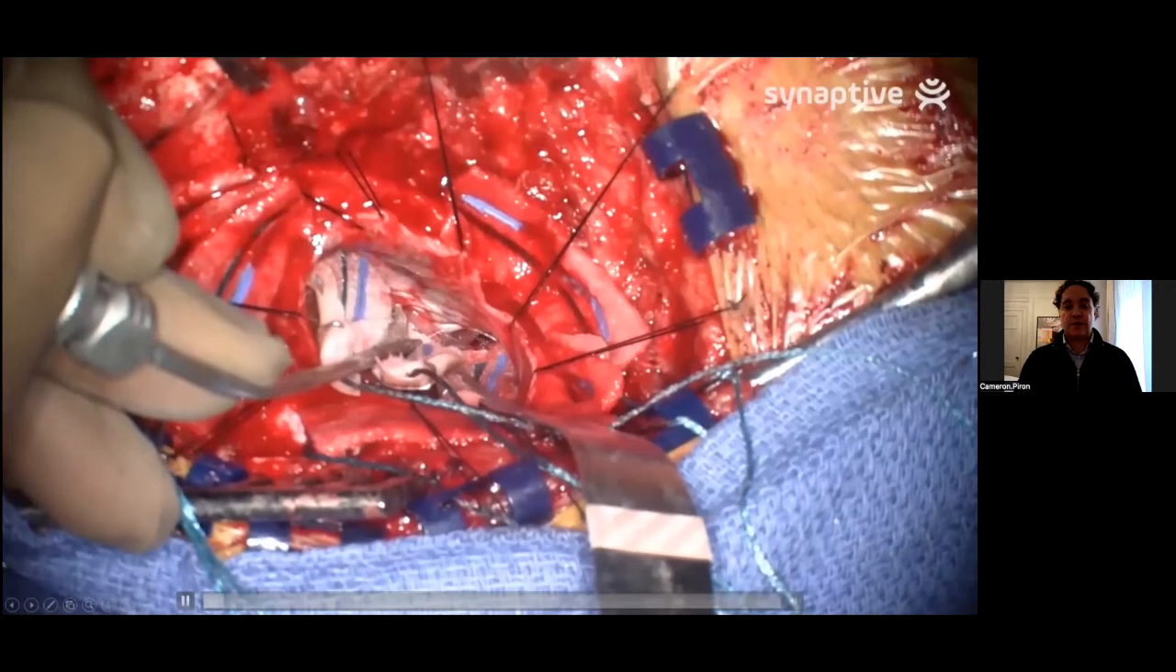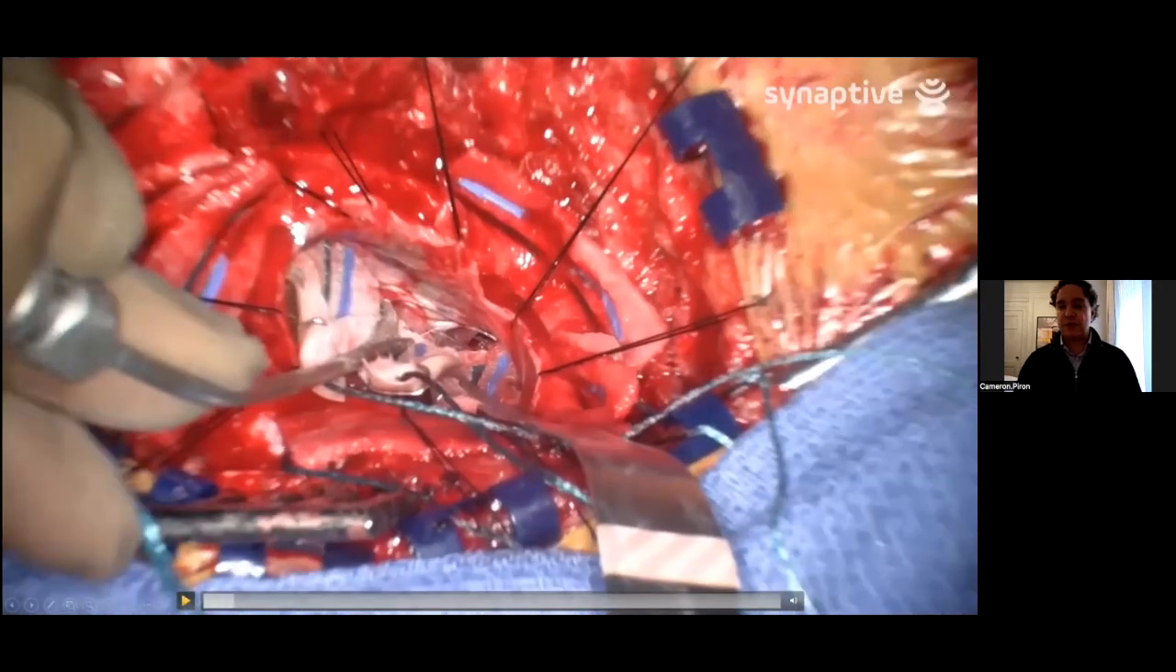So just a quick, I'm going to be showing surgical videos. You are in the imaging and medicine session here. So if you are a bit squeamish, look away.